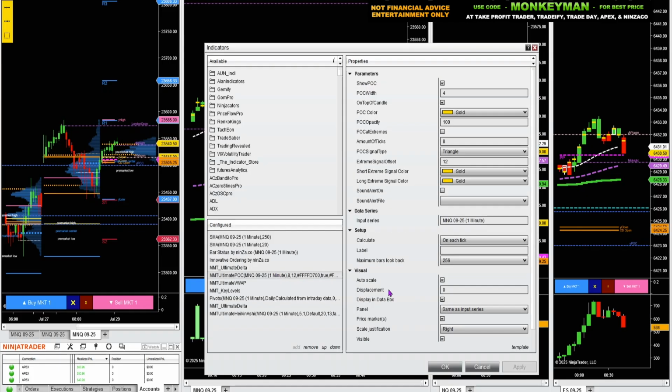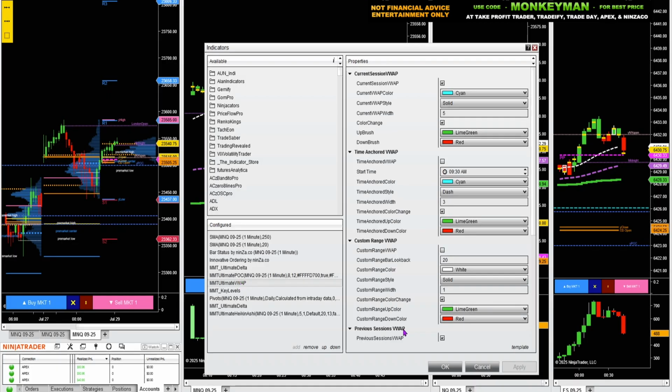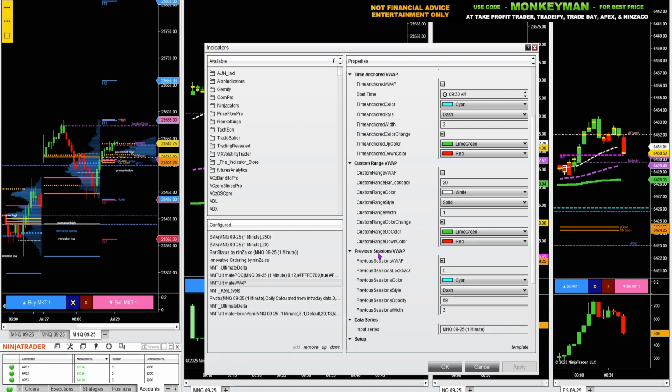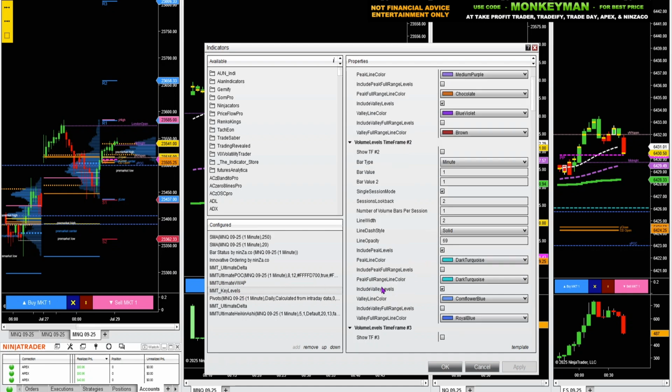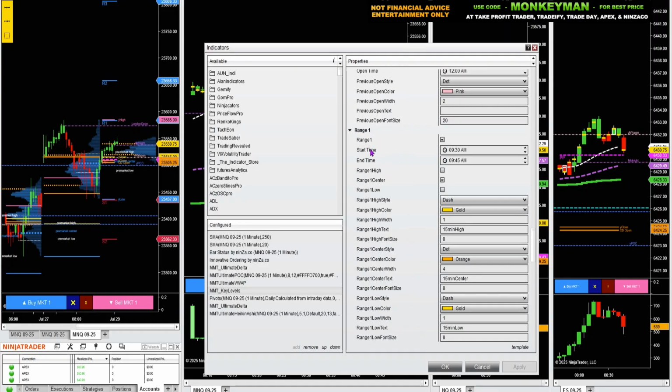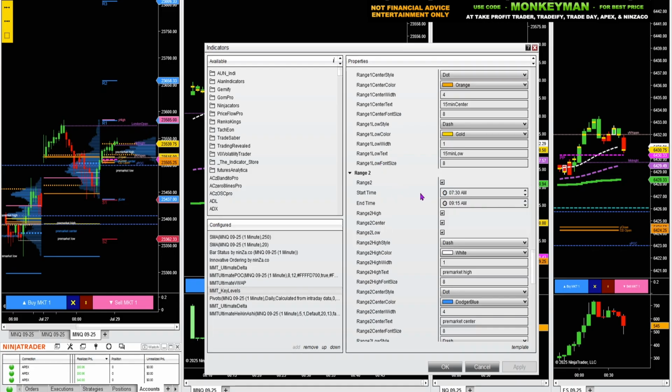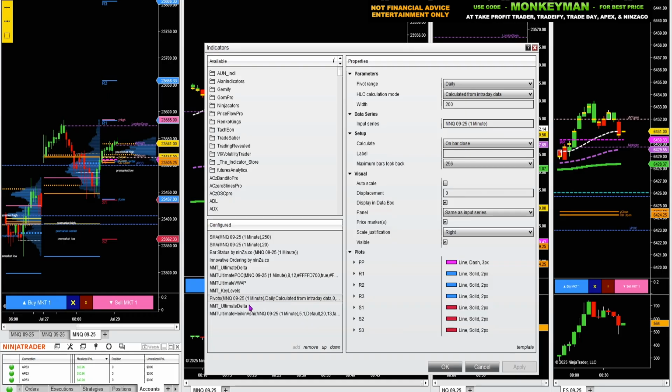I've got the ultimate POC on the chart, width of 4. I've got the ultimate VWAP on the chart with the previous session's VWAPs activated. I've got the key levels on the chart. For range 1, I've got the 15-minute opening range, but I'm just showing the center. For range 2, these are my pre-market times, 7:30 to 9:15. I've got the high, center, and low activated. I've got the pivots on here, the built-in pivots.